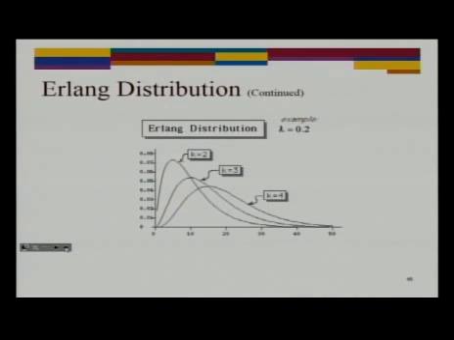So as can be seen here, as k value increases, the distribution becomes less skewed, right? And more becomes normal. Is that right? So in the limit, as k goes to plus infinity, then the k-Erlang distribution converges to the normal distribution. Okay, that is a nice feature.